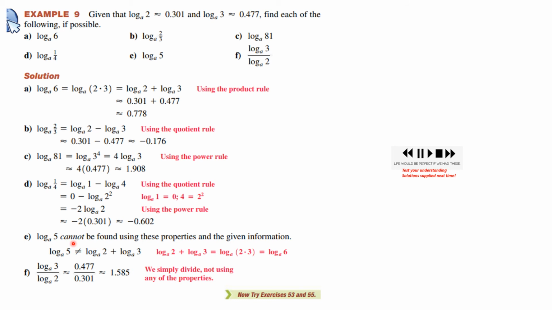We cannot do 5 because this is a mistake students sometimes make, but the logarithm of 5 is not the logarithm of 2 plus the logarithm of 3. It's the logarithm of the product that is the sum of the logarithms. This is not true. And here we simply divide. The error that some students might make is to subtract these. We divide, not using any of the properties. Here are some problems for you to practice, and you can get the solutions next time, or you can do them now or later.